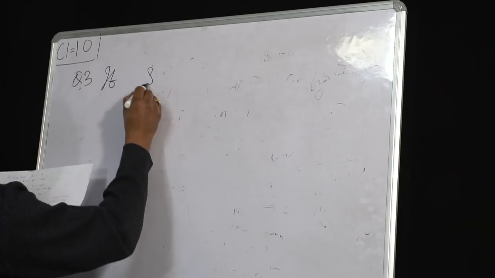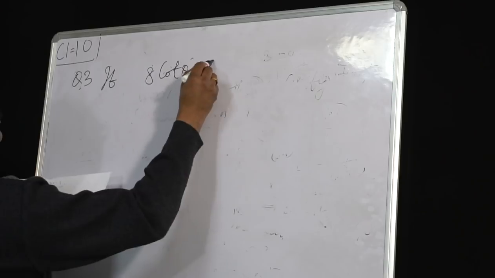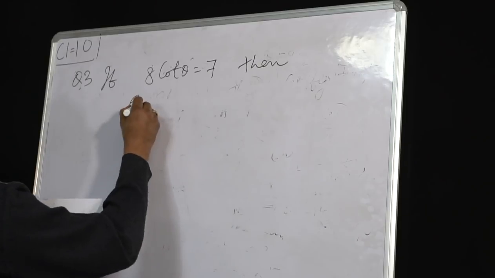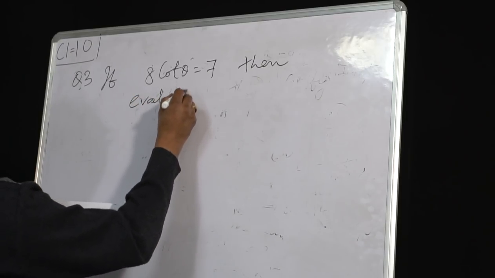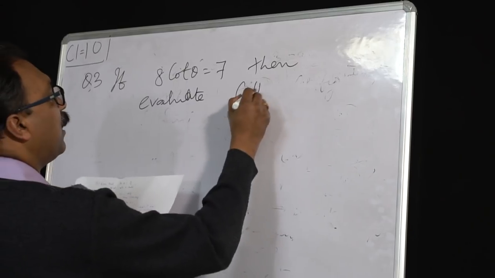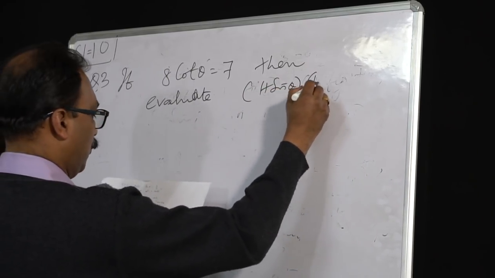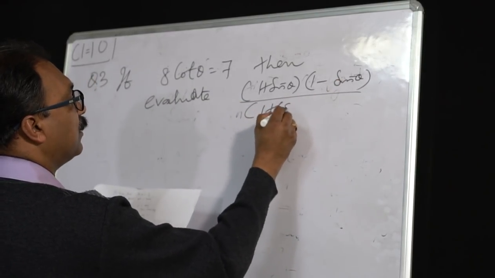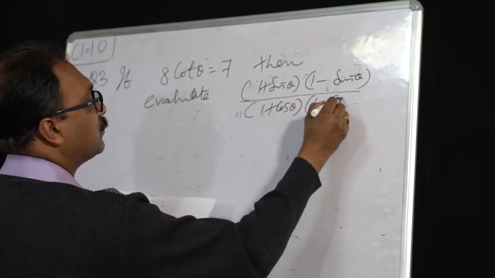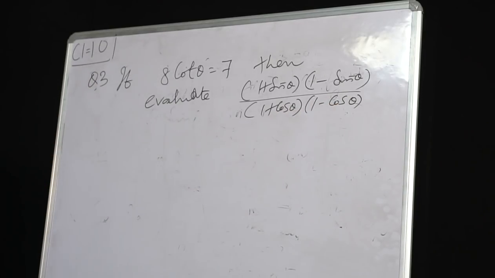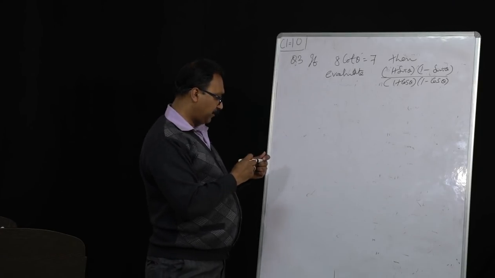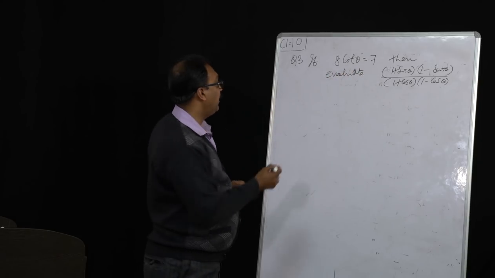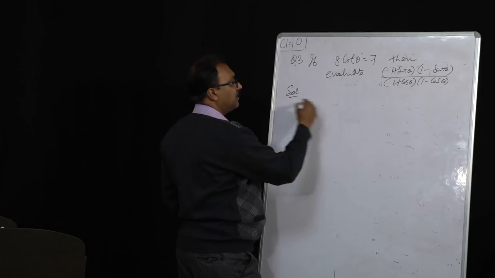If 8 cot theta equal to 7, then evaluate (1 plus sin theta) into (1 minus sin theta) by (1 plus cos theta) into (1 minus cos theta). You have to solve this question. See, in this type of question, they have given cot theta, they have not given the ratio, but you have to find the ratio, okay?